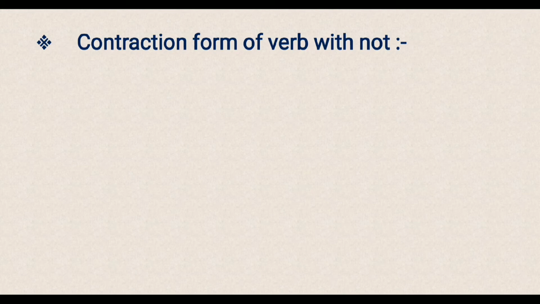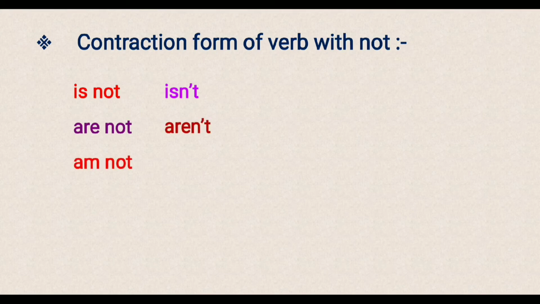Now, do you remember the lesson of contraction we already learnt in Essay 1? Yes, contraction is the short form of the verb. So let's see how we can use the short form of the verb with "not." If you want to write "is not" in a contraction form, what can you write? "Isn't," "are not," "aren't," "am not." What can you say? "Am not," not "amn't."